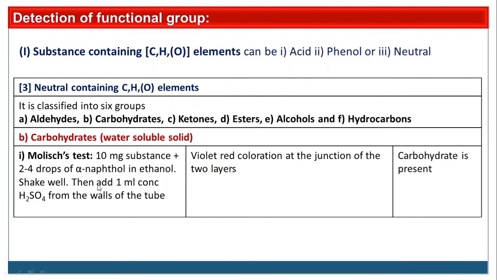So the test name is Molisch's test. 10 mg substance plus 2-4 drops of alpha naphthol in ethanol. Make a solution of alpha naphthol in ethanol and add 4-5 drops of it, shake well, then add 1 ml concentrated H2SO4 from the wall of the test tube.